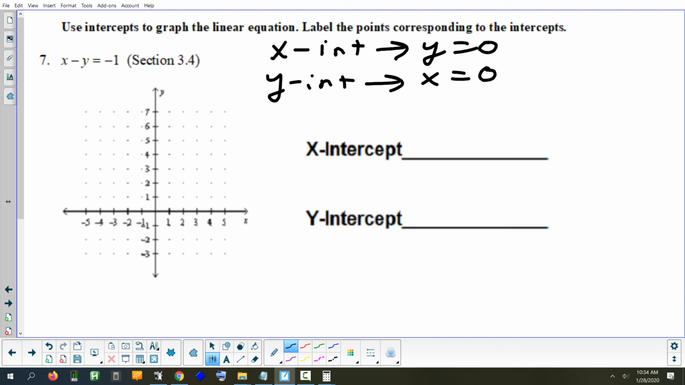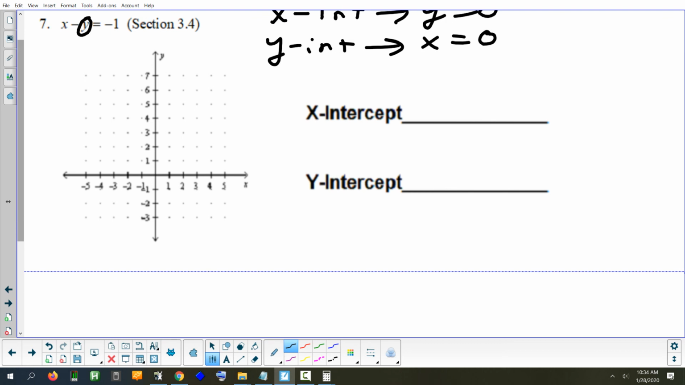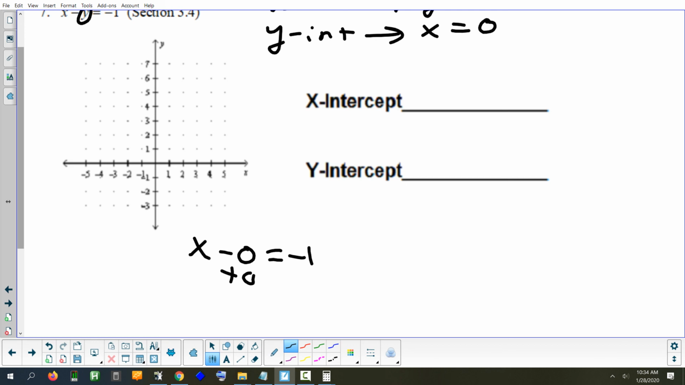So let's do the x-intercept first. Plug in 0 for y. All right, look at your formula. Put a 0 right there. I'm going to do this right down here. X minus 0 equals -1. You can add 0 to both sides. You don't even really have to. I mean, that cancels it out. What's -1 plus 0? That's your x-intercept.